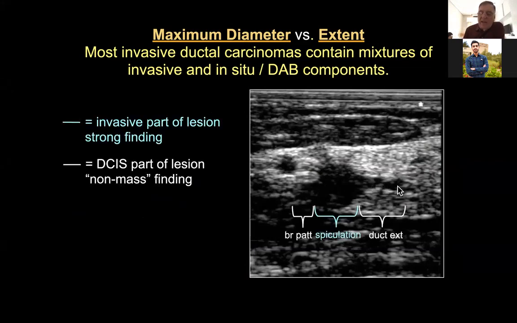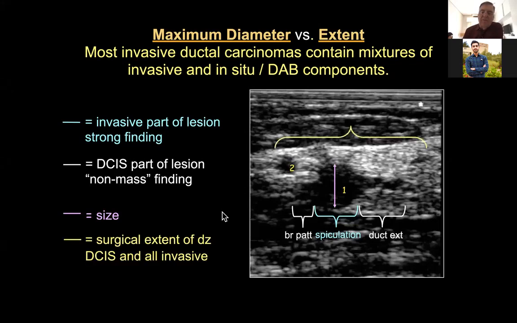So, and then we've got an enlarged duct extending toward the nipple and a couple of enlarged ducts extending away from the nipple. So the maximum diameter, according to TNM, is just this pink arrow, the maximum diameter of the index invasive lesion. But the extent of disease here is going to go from the outside, the left side of the satellite lesion to the farthest component of the DCIS component or DAB component that's growing up the duct toward the nipple. So you can see that if you compare the size of the pink and the yellow arrows, there's a big, big difference in this case between size and extent.